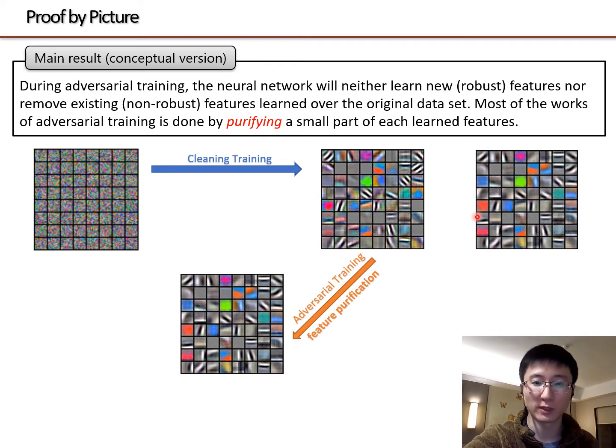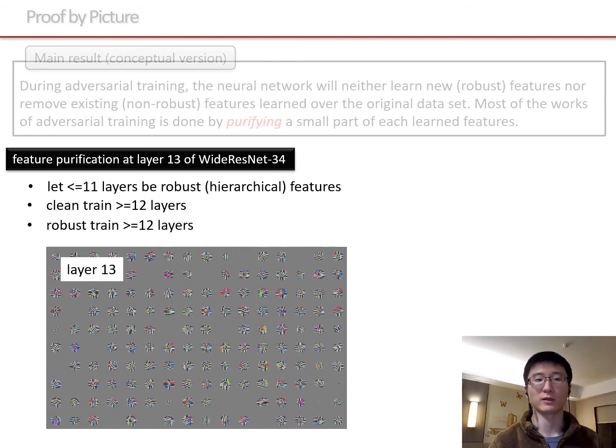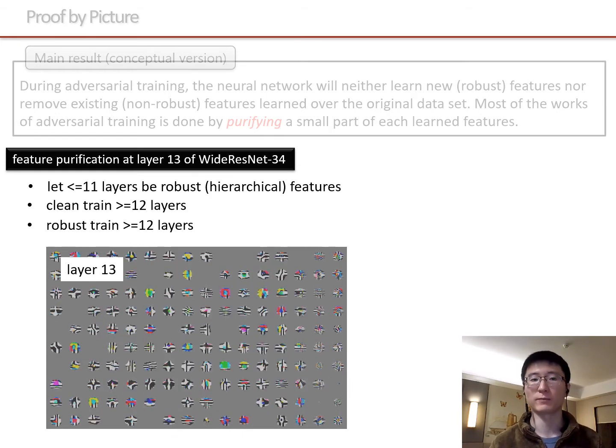Say this used to be 2 colors, but now it's 1 color. This used to be 3 stripes, it becomes 1 stripe, and so on. So basically, without me even defining any math, I think you can convince yourself that the features of the first layer during this process of adversarial training get purified. And this is not only true for the first layer, it's actually true for every single later layer. For instance, layer 13, you can also see this feature purification process happening.